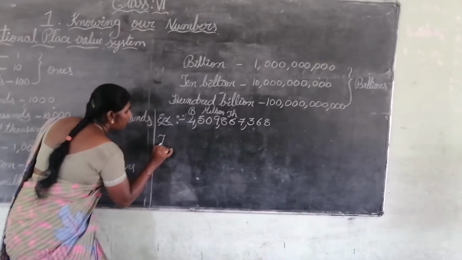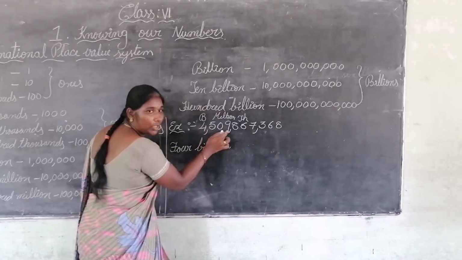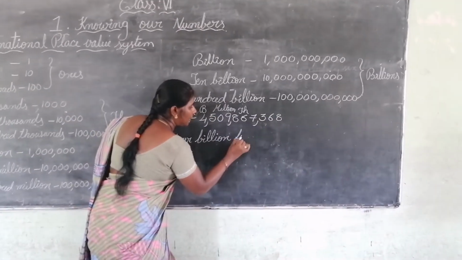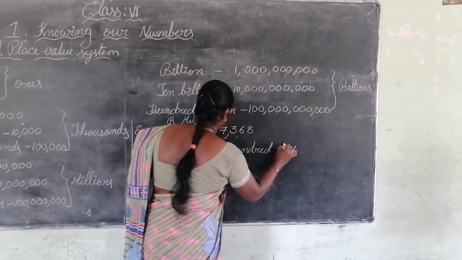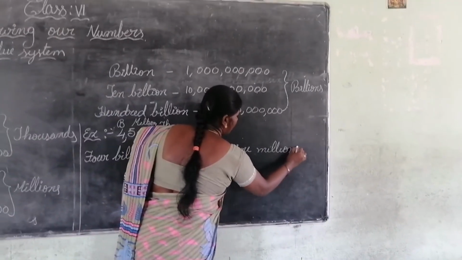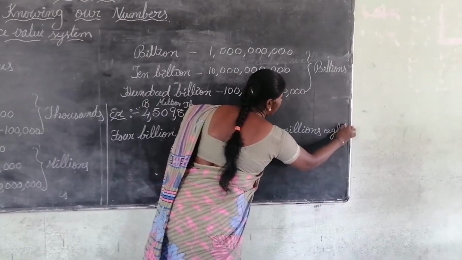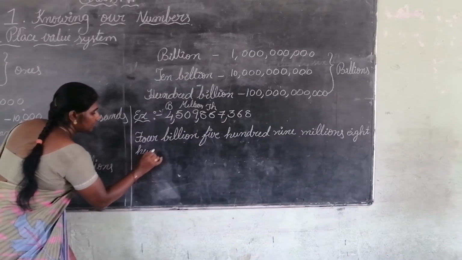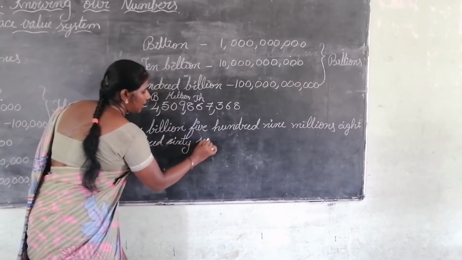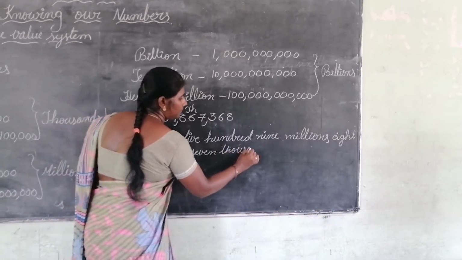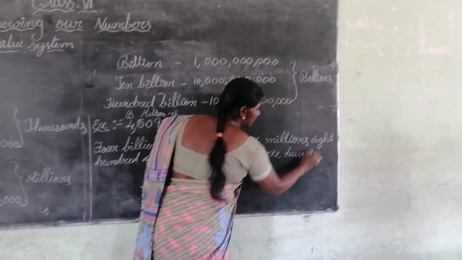Now how should we write this number? 4 billion, 509 million, 867,000, 368.